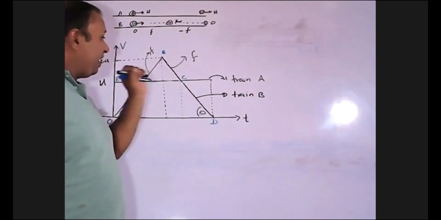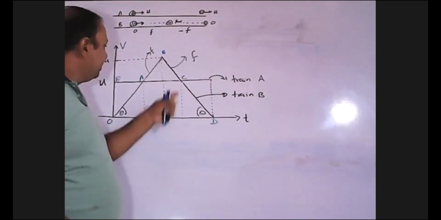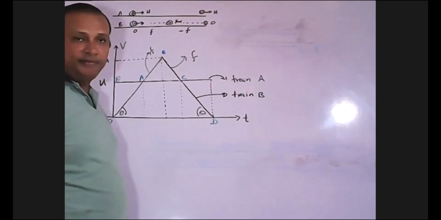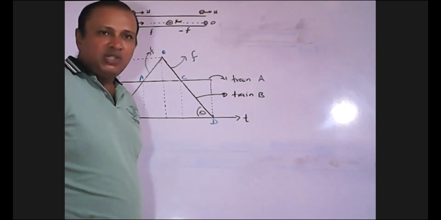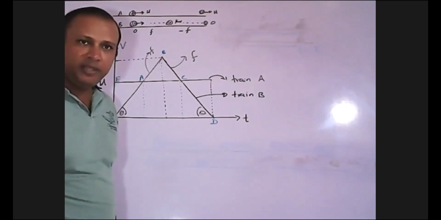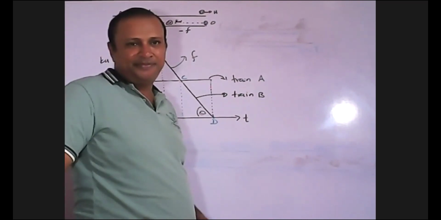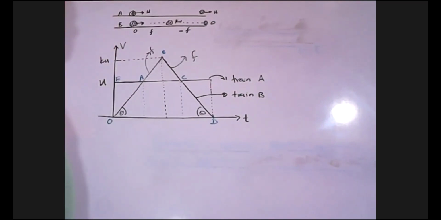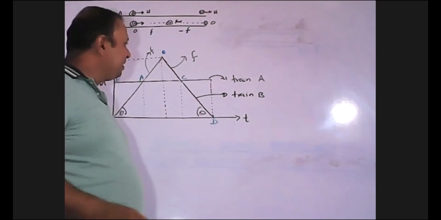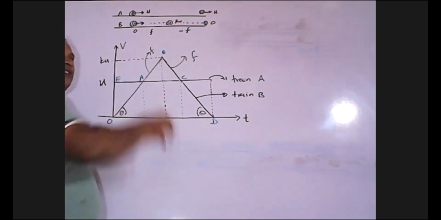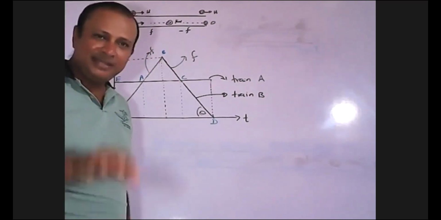Therefore, if train B overtakes train A, it should be done before it reaches point C. Because after that, the velocity of train B is smaller than train A. Okay. So that is the main argument. Then I can use that argument to derive this inequation.